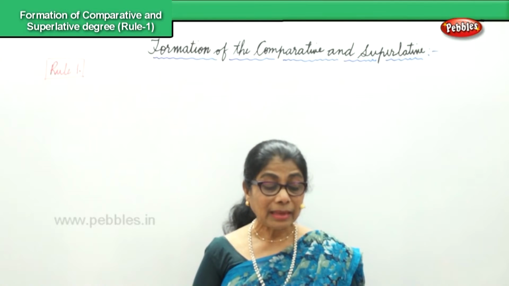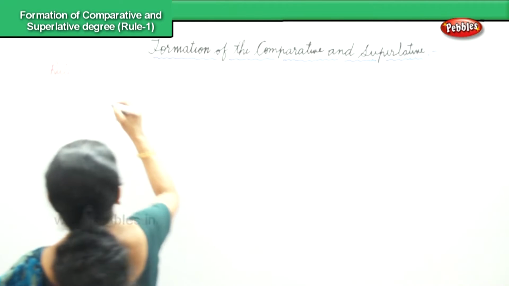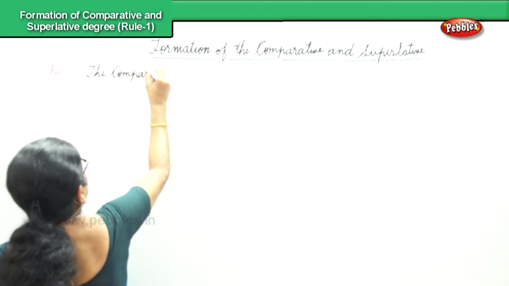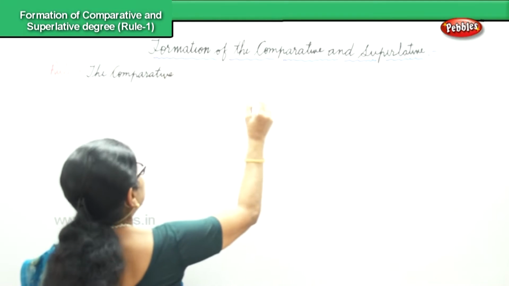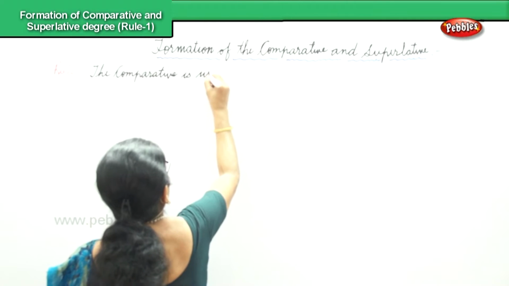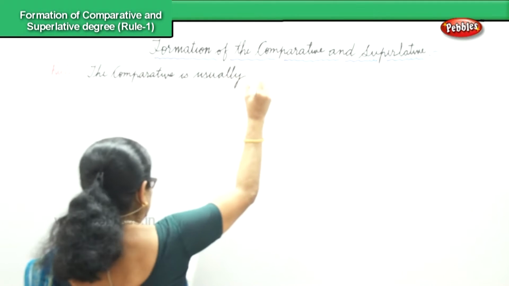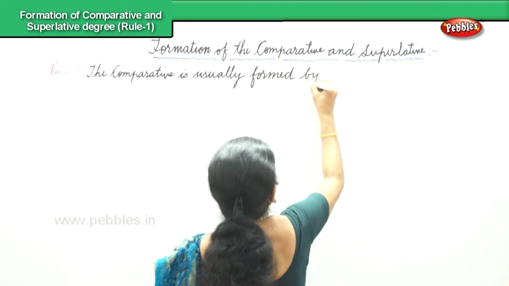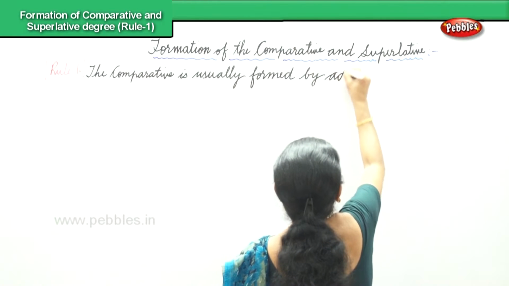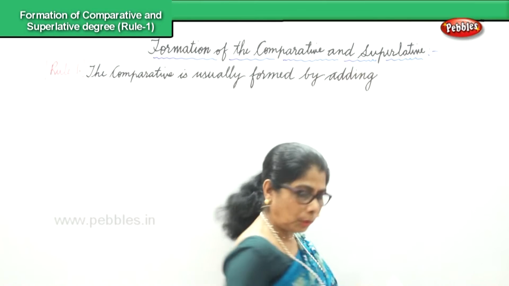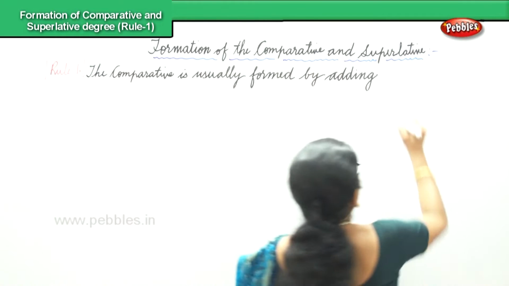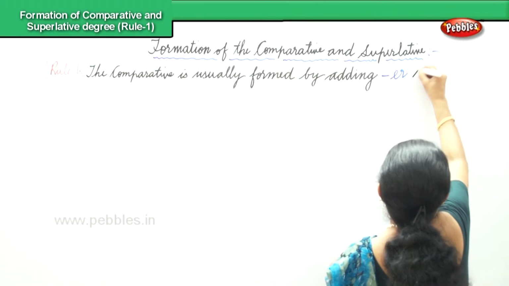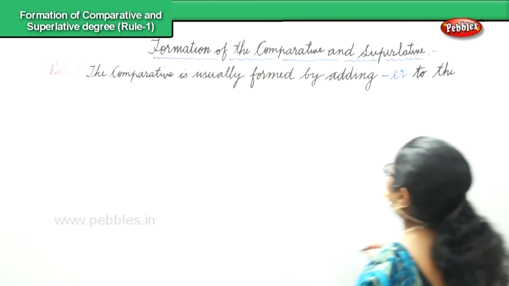What's the rule number 1? The comparative is usually formed by adding what? By adding ER to the positive.